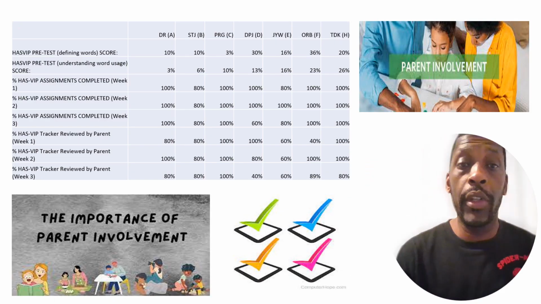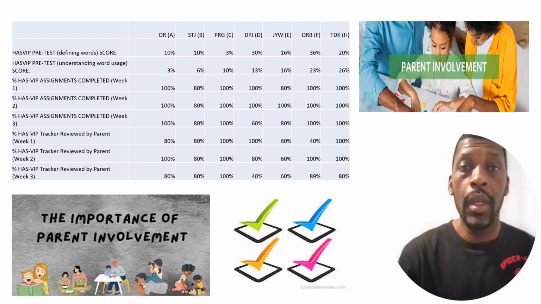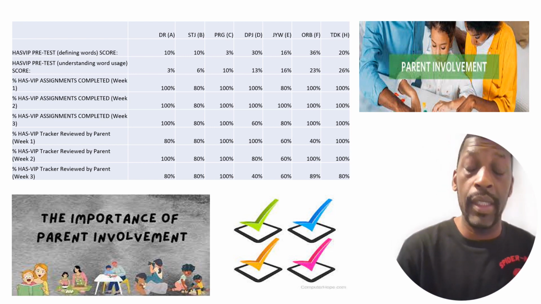According to the literature, parental involvement is a critical component for student achievement. The scholar practitioner noted that only one student's HASVIP was signed 100% of the time. This suggested that some parents were not engaging as consistently as expected.